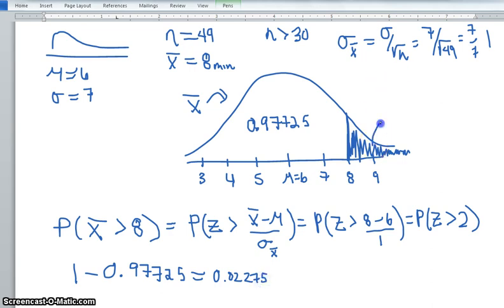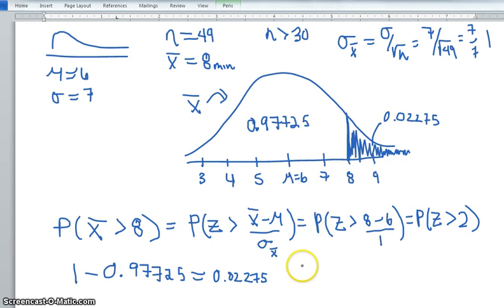So that's this area over here, and that seems to make pretty good sense, because that looks like a pretty small proportion of the total area under the curve. And so what that means is that there's a 2.275% chance that she has not budgeted enough time. That's a pretty small chance, so I think by budgeting 8 minutes is okay. That seems like a pretty good estimate, maybe even a little bit high. She could even maybe go a little bit lower.